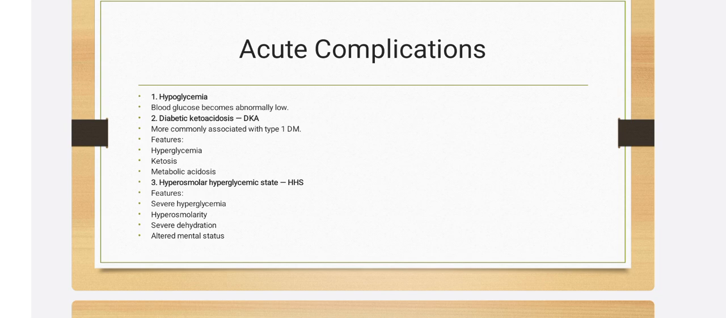Next, hyperosmolar hyperglycemic state is generally associated with type 2 diabetes and is characterized by severe hyperglycemia, profound dehydration, and increased serum osmolality. Both diabetic ketoacidosis and hyperosmolar hyperglycemic state are medical emergencies. They require rapid assessment and treatment.